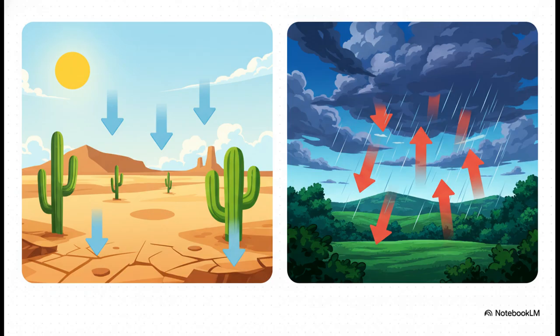On the flip side, when the Earth's surface heats up, it warms the air right above it. That warm air gets light and rises, basically creating a low-pressure vacuum on the ground. As it rises, it cools off, forms clouds, and creates rain. So just remember, descending air means dry high pressure, and rising air means rainy low pressure.